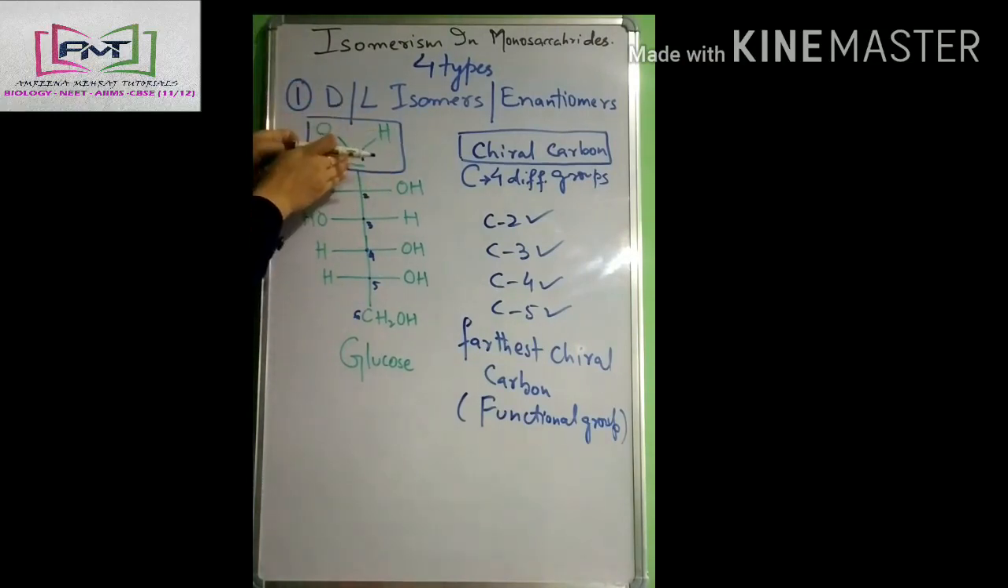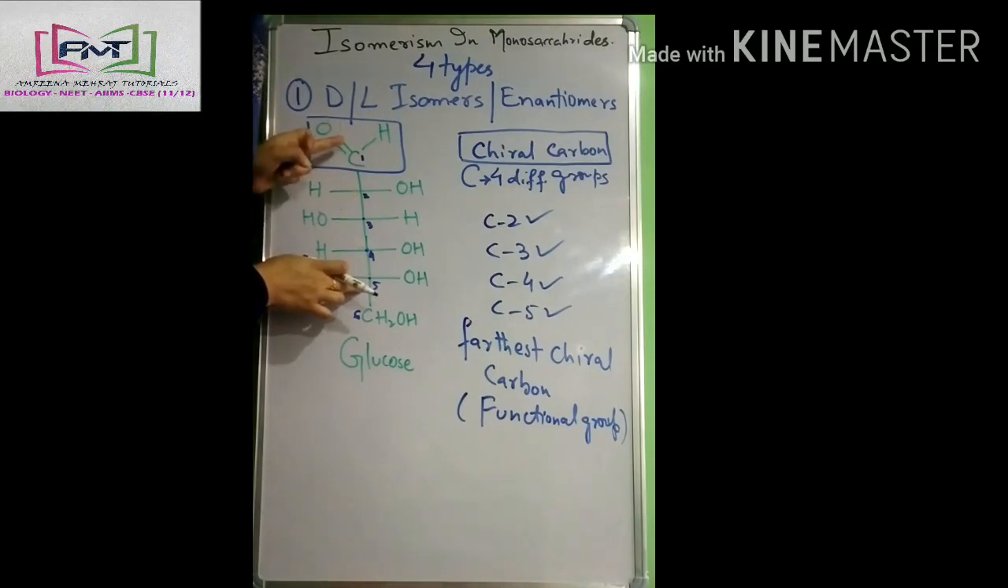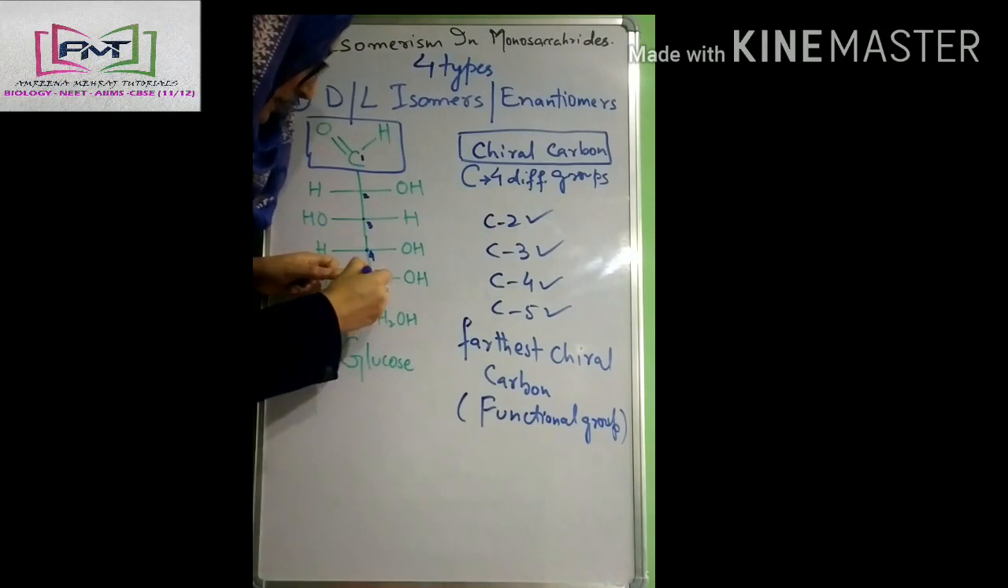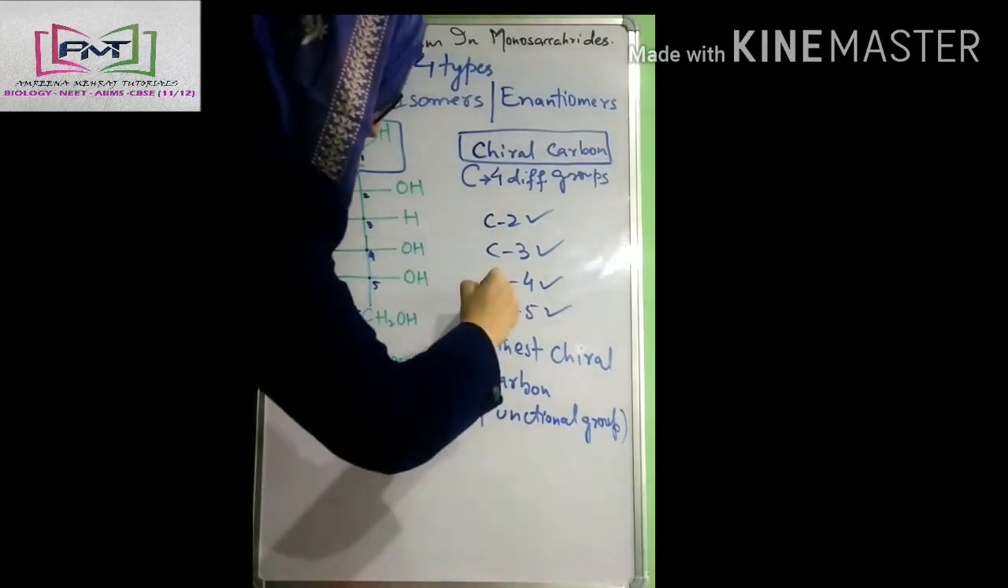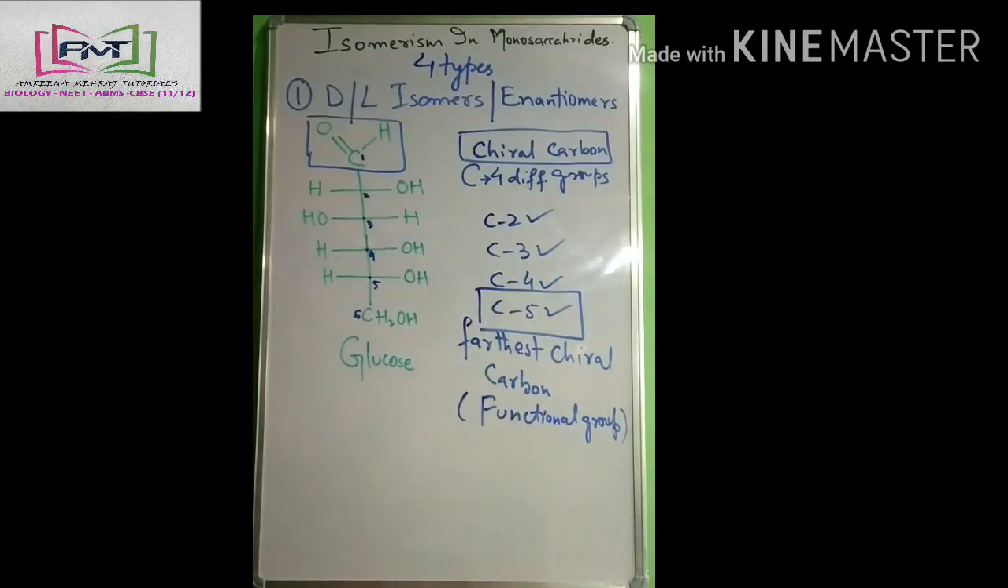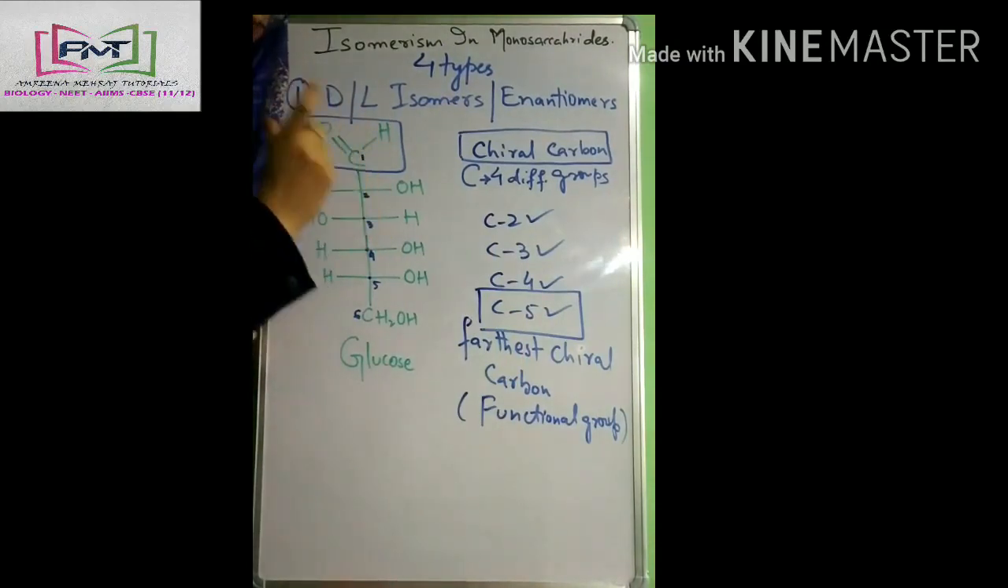Which is the chiral carbon which is farthest from the functional group? Is it 2, 3, 4 or 5? Is 2 farther from the functional group? No. Is 3 farther? No. Is 4 farther? It is, but which is the farthest? 5. Okay. So we will select which carbon? Carbon number 5. Okay. Now your point of attraction is what?